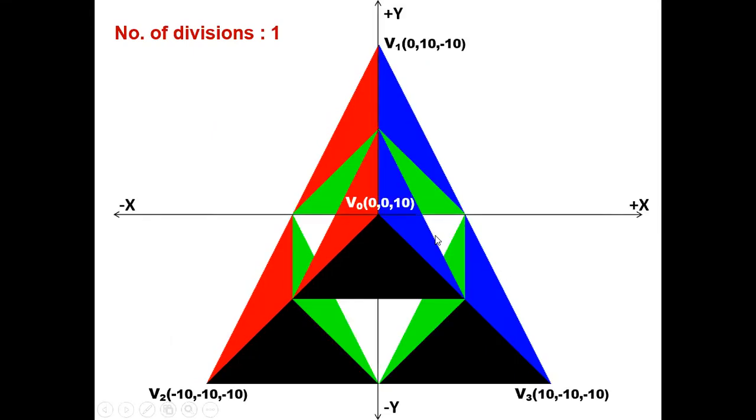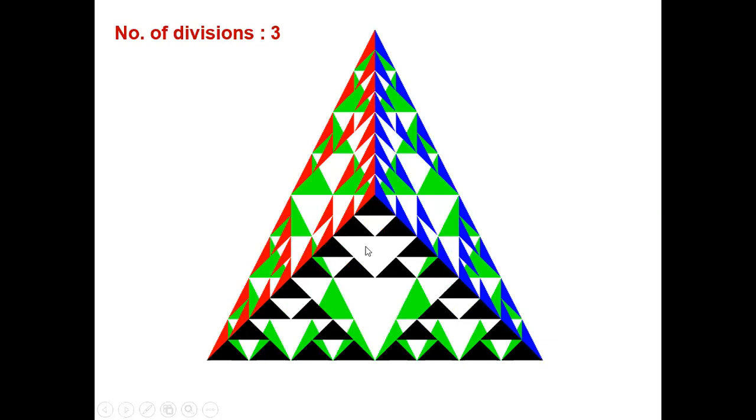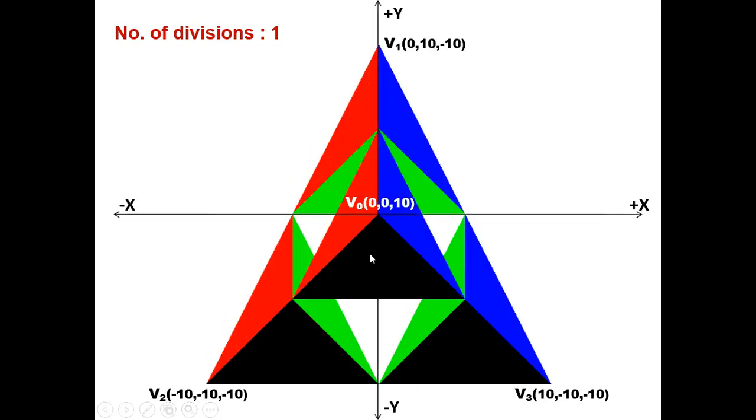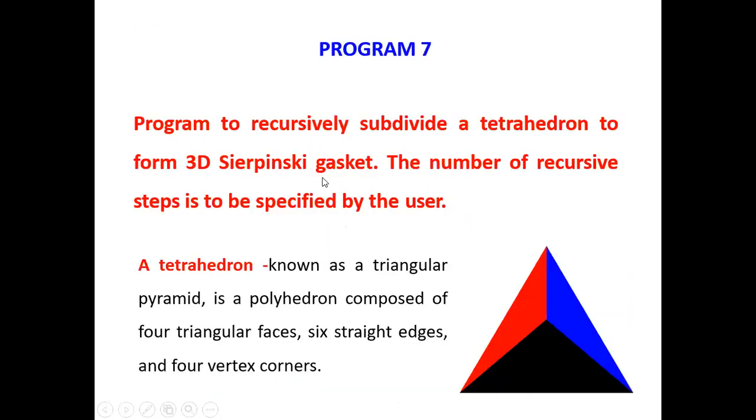As the number of divisions increases, you will have a picture somewhat of this shape. Fine. Before going into the 3D Sierpinski gasket, we'll first understand what we mean by a tetrahedron. A tetrahedron is also known as a triangular pyramid. You can see here, it is just the shape of a pyramid. It consists of 4 triangular faces.